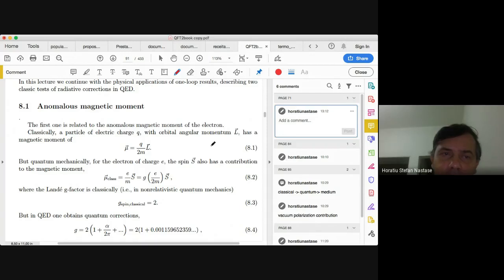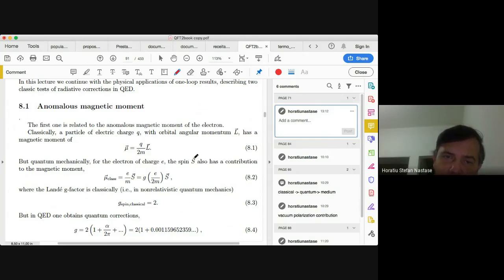As we remember, the magnetic moment of a particle with an electric charge Q and orbital angular momentum L is QL over 2m. However, as you also remember, one of the first effects in quantum mechanics was the discovery of spin, the fact that there is also a quantum version of angular momentum called spin, an intrinsic one.